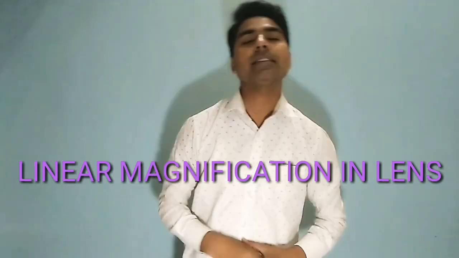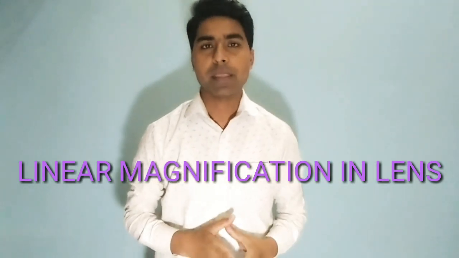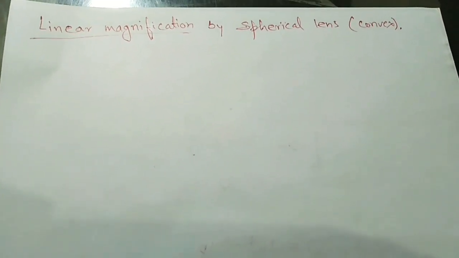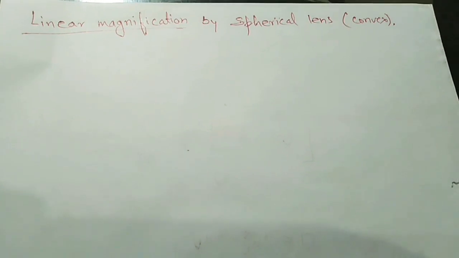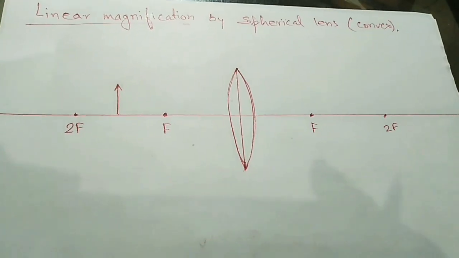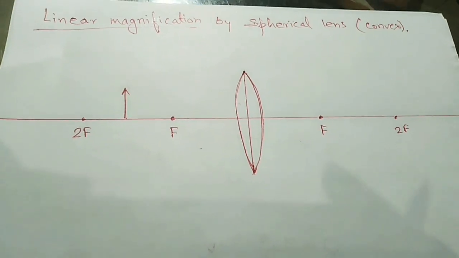Now our next topic is linear magnification. As in the case of the mirrors, that definition was the ratio of the size of the image to the size of the object. Same way here also, this is defined as the ratio of size of image to the size of the object. Let's see the proof. So here is the new topic, the linear magnification by spherical lens. I am taking the convex lens in this case. Here I am taking the object between 2f and f.